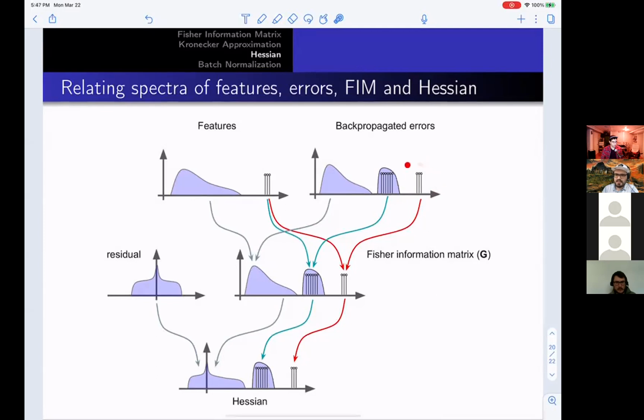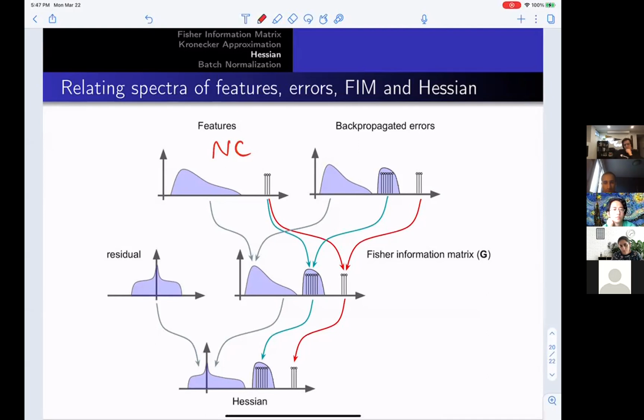So the class means of the backprop errors would be significantly larger than the rest. So basically, we just have some low rank matrix here, low rank matrix here, creating a low rank matrix feature information, which would create a low rank matrix in the Hessian of the last layer. So you can see how neural collapse in the features would eventually create some outliers in the Hessian. If there were no neural collapse, if the class means were not larger than the bulk, then you would just have no outliers here, no outliers here, no outliers here, and no outliers here.